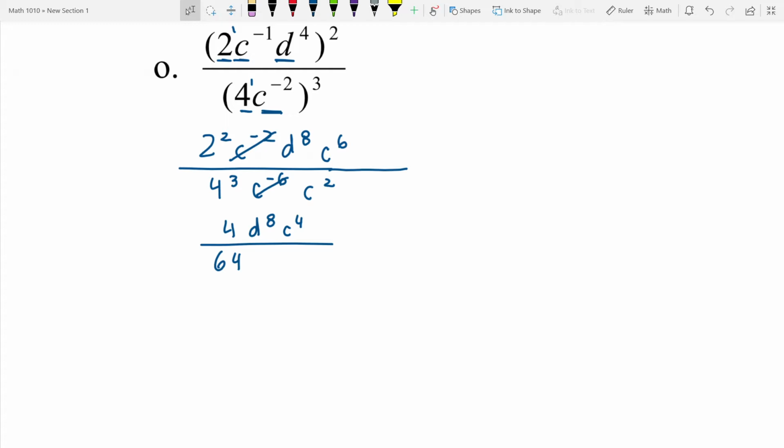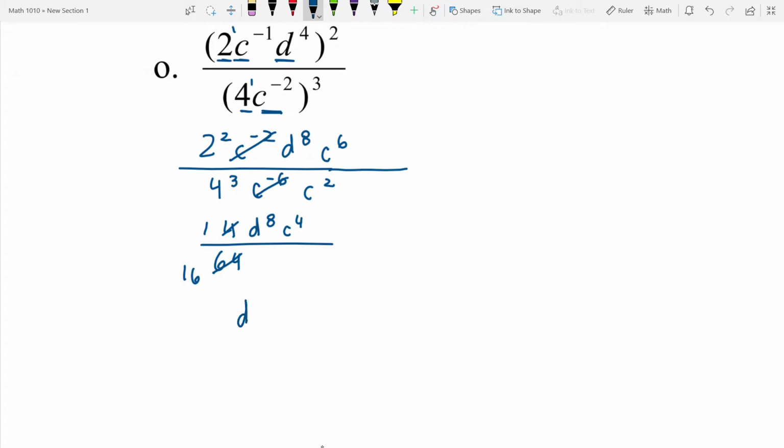32 times. So is the 32 on the top, or is the 32 on the bottom? Tell me that. Look, 4 goes into 4 once. 4 goes into 64, not 32 times. 16, thank you. 16 times.